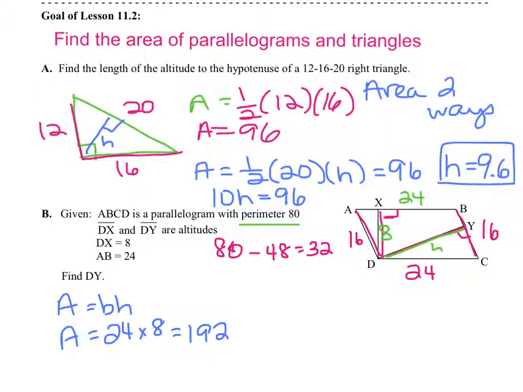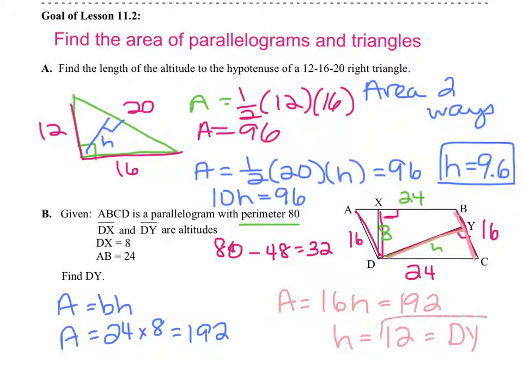Now if I consider my base and height to be two different bases and heights in the same figure, I can use the formula area equals 16 times h. But we already know the area to be 192. So if I divide 192 divided by 16, I get a height of 12, thus making the length of DY 12 units.